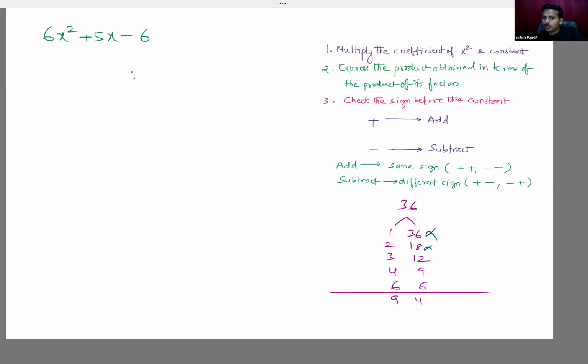That is not possible. This is also not possible. Yes. 4 and 9, if you subtract, you'll get 5. Yes. But the larger number should be positive. Why? Because we need a positive answer. Correct? So minus 4x plus 9x will give 5x.